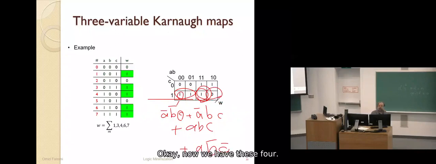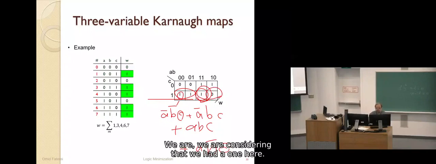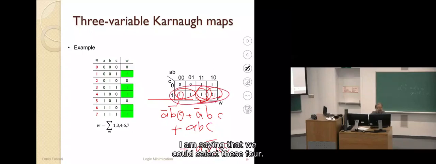Okay, now we have these 4. Please pay attention, everybody. We are considering that we had a 1 here. I am saying that we could select these 4. Why? Because you see, if you have these 4, you have A naught, B naught, C, A naught, B, C, A, B, C, A, B naught, C naught.